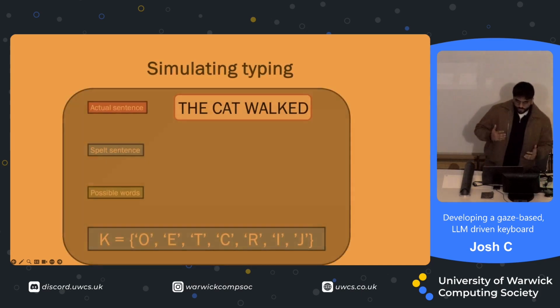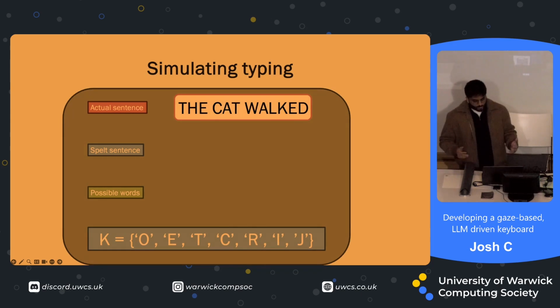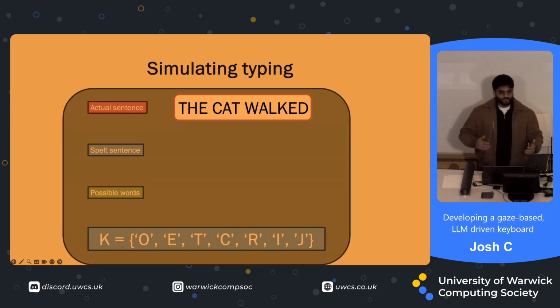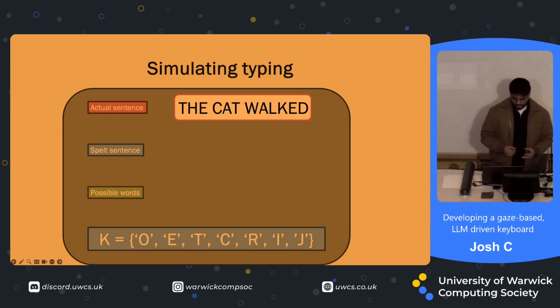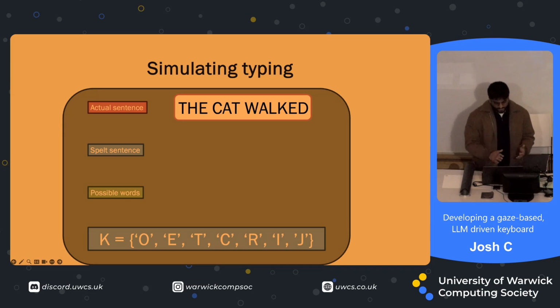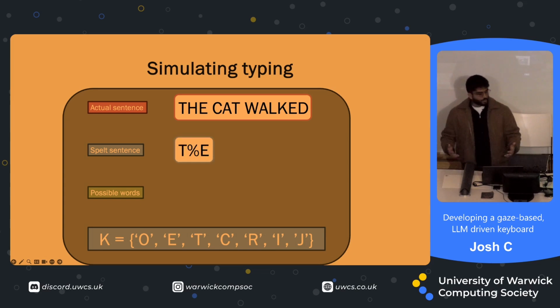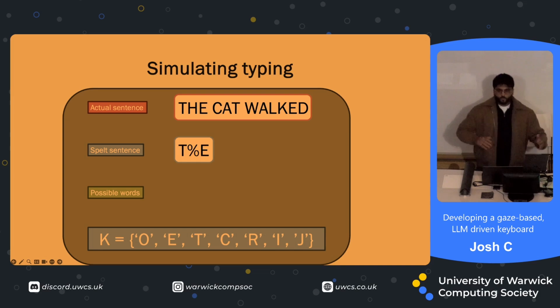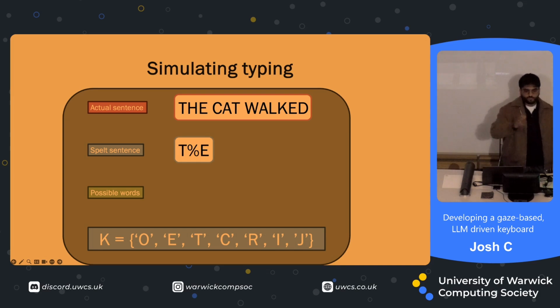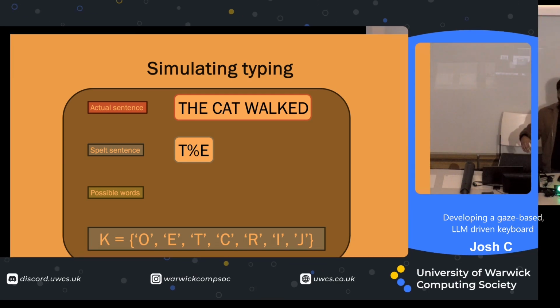So what would typing with this keyboard look like? Let's assume we want to type the sentence, the cat walked. We'd start off by typing T. Looking at our keyboard, we can see there's no H and there is an E. So we type T percentage sign E, percentage being that wildcard. Just a question to the audience: if I were to give you this spelt sentence, and I would say, what do you think that word could be? Can anyone think, if they didn't have the original sentence, what T percentage sign E could be? Anyone?